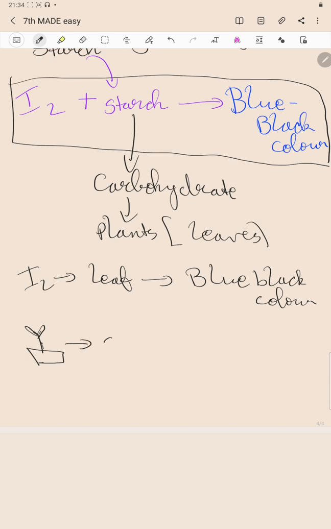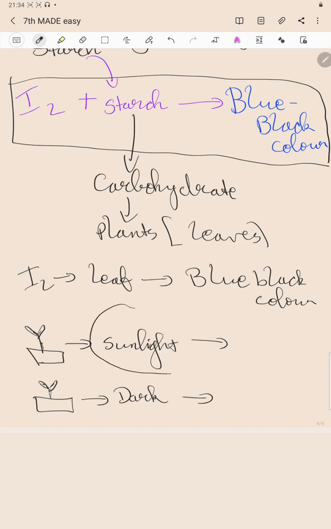Okay, this plant is kept in sunlight and this plant is kept in dark. So what do you think, guys? In which of these would blue black discoloration be present when iodine is added? Yes, it's easy.